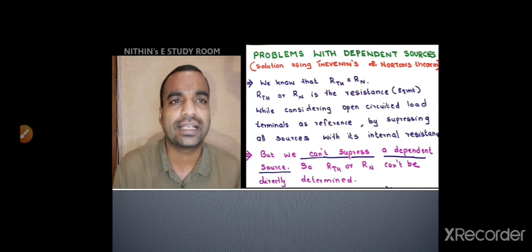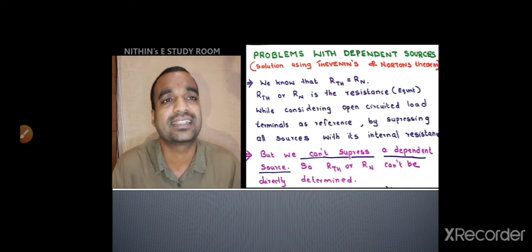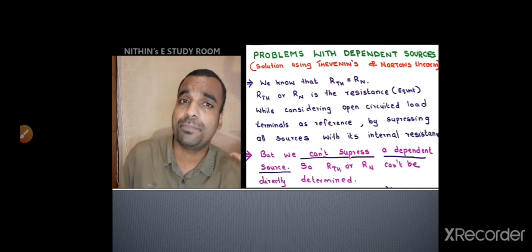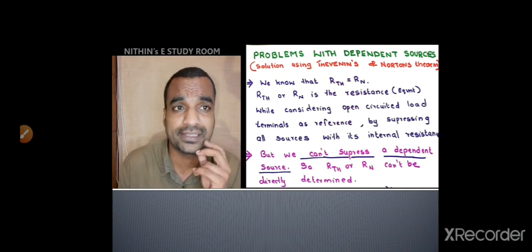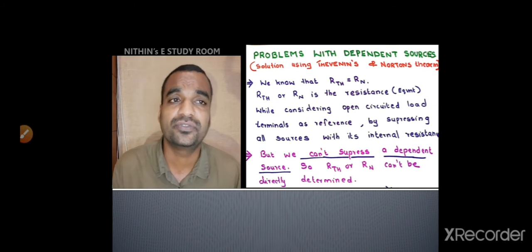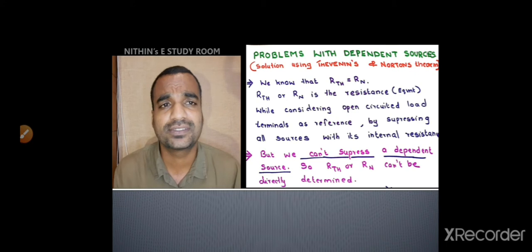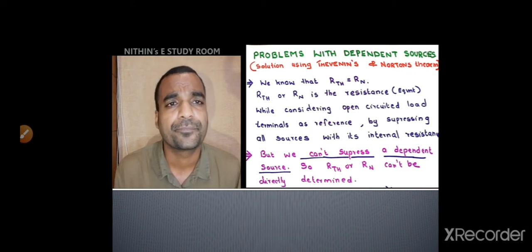RThevenin or RN is the resistance considering the open circuited load terminal as a reference. We have to look back through the open circuited load terminals by suppressing all the sources with their internal resistance. This definition was already explained in the previous classes. This is just a brush up.